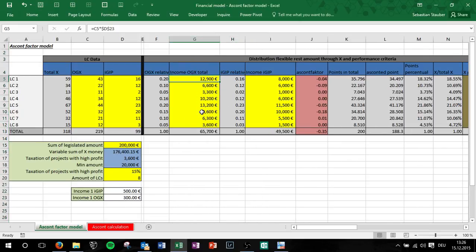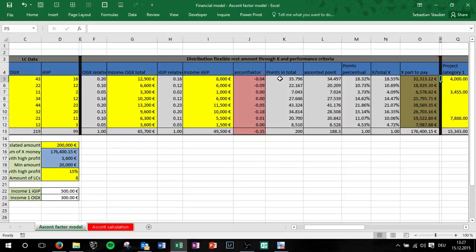Write down the profit from the past term in this sheet. Then the template will calculate the relative OGX part from each LC. So 20% of the profit was delivered by LC1, where LC1 should pay more. For IGIP the same. Then you have an Ascount factor, we will talk about this later. This Ascount factor will be part of the points, so it's kind of point based, especially the flexible part.